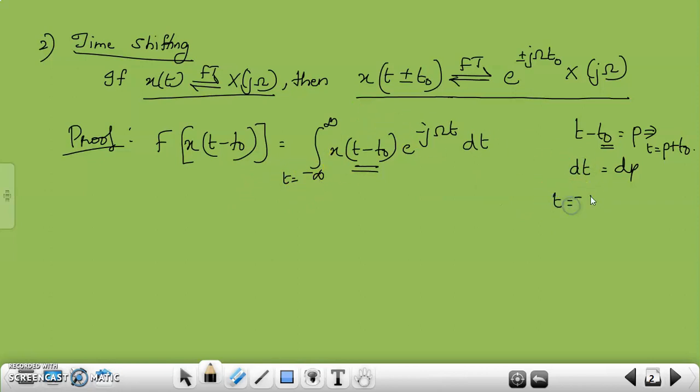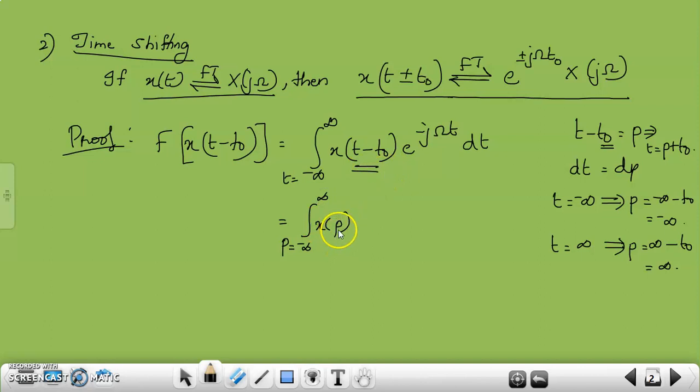So if I consider the lower limit of t, that is minus infinity, then p is t minus t naught, that is minus infinity minus t naught, which is again minus infinity. The upper limit is when t tends to infinity, then p is t minus t naught, changing to infinity minus t naught. As it is infinity, the output will be infinity. Therefore, I can write this equation as the integral over p from minus infinity to infinity of x(p), since t minus t naught is substituted as p, and e raised to minus j omega. Here you have a t, that changes to what?